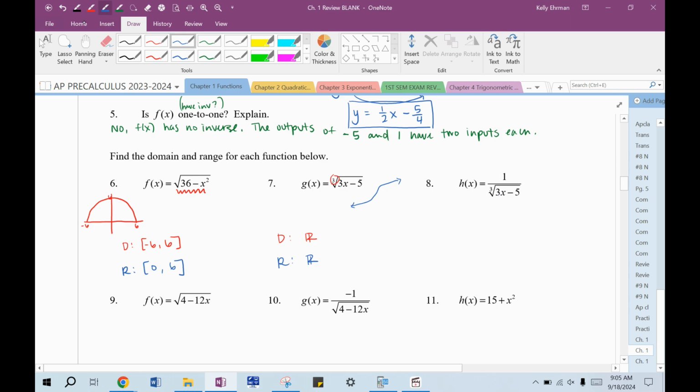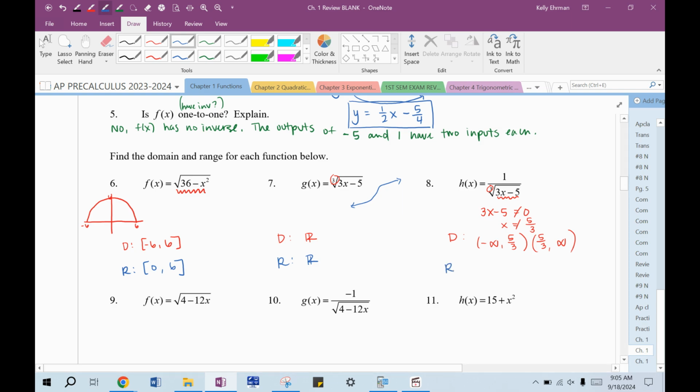Now in number 8, when I move the cube root to a denominator, it's not the cube root that causes the problem. It's just the fact that it's in a denominator. So when I see a cube root in a denominator, I'm really just setting the expression 3x minus 5 not equal to 0. So that means that x cannot equal 5/3. If I want to answer in interval notation, that's anything from -infinity up to 5/3, but not including, so we use parentheses, and anything after 5/3 to infinity.